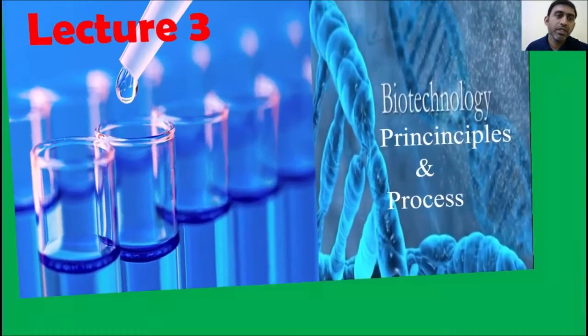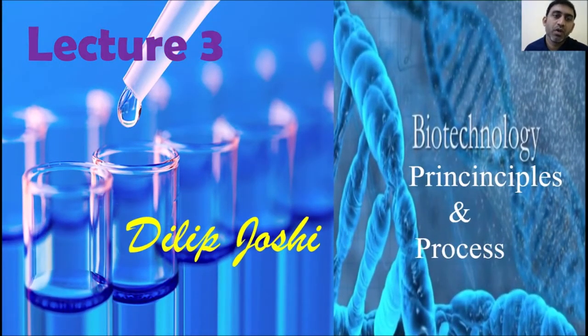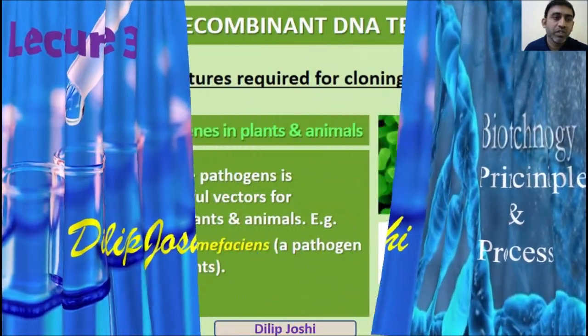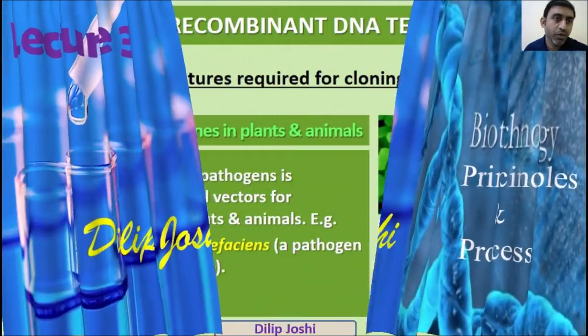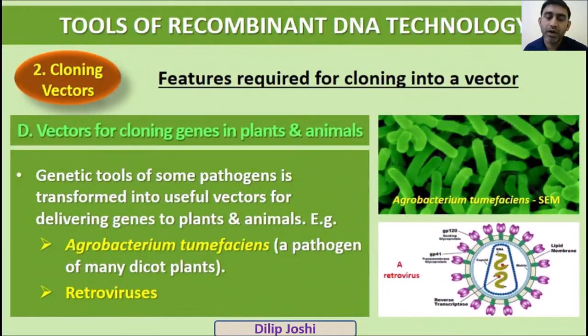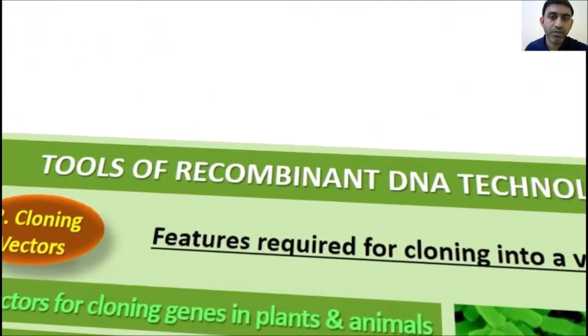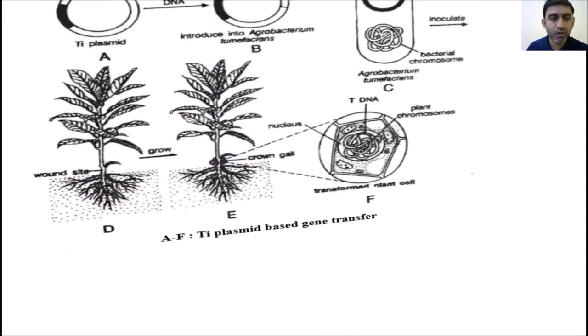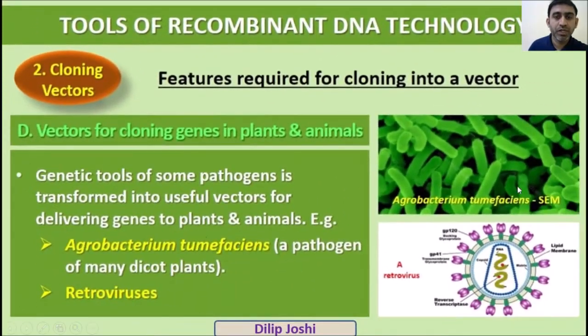We are going to study in lecture three which cloning vectors are used in biotechnology, along with host competency, and then we will see isolation of DNA, how it is separated, which is used for rDNA technology. So one by one we are going to study. The first point is the features required for the cloning vector.